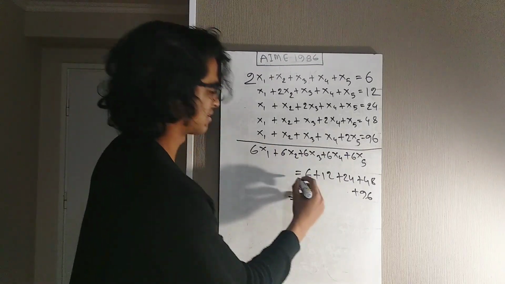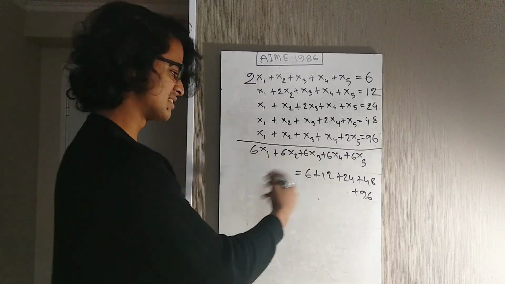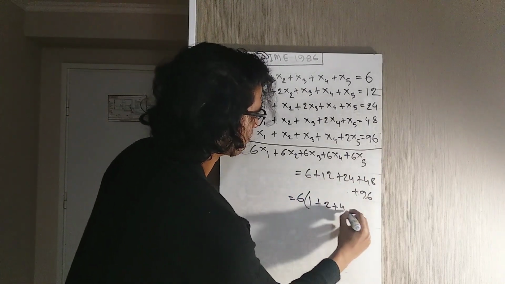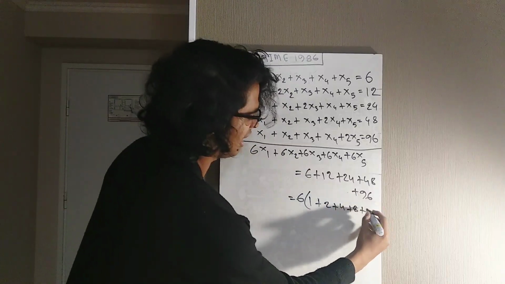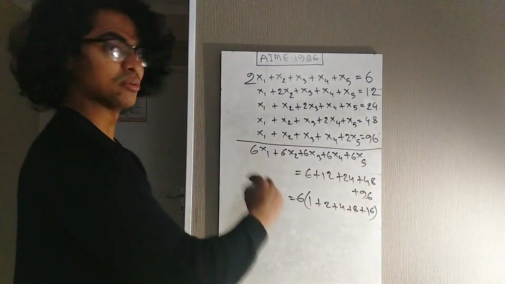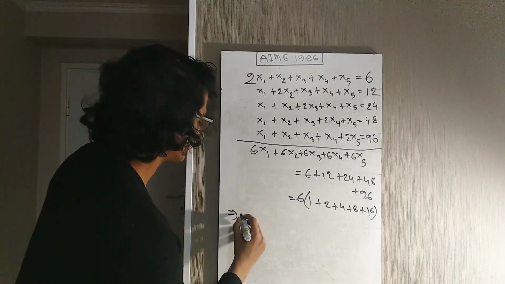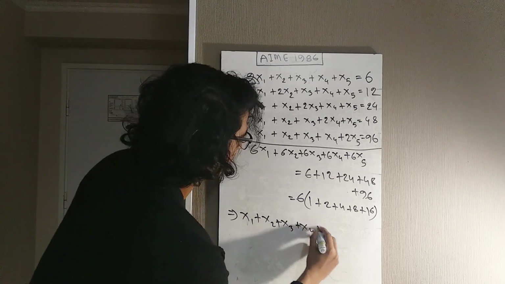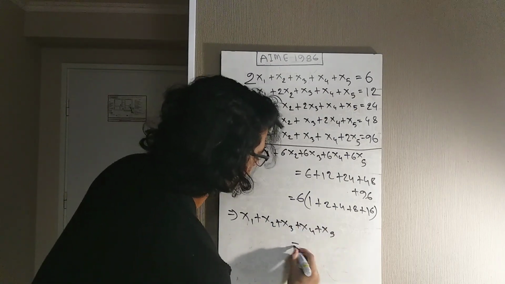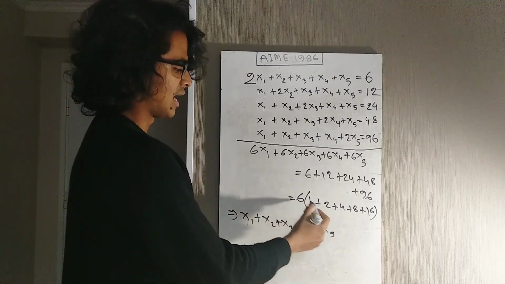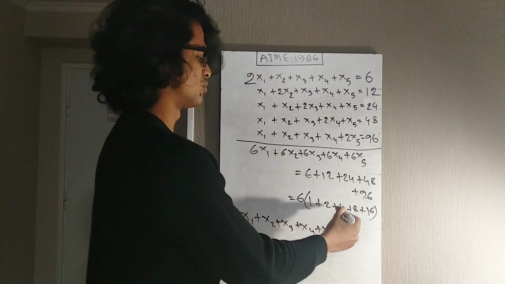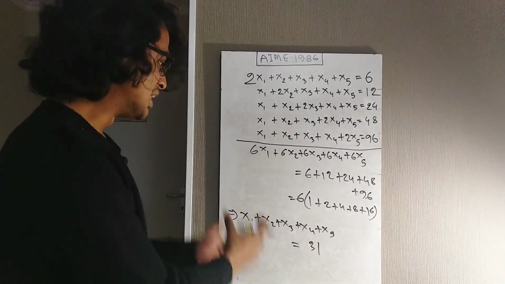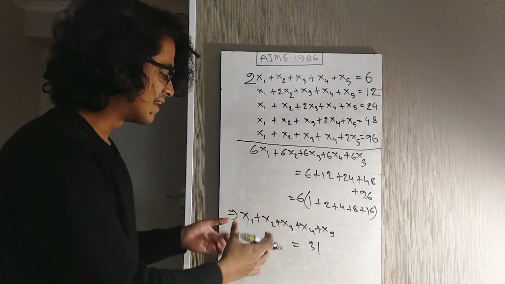Now you can take 6 as a common divisor. As 6 is a common divisor of all these numbers, you can write 6 here. You will have 1 plus 2 plus 4 plus 8 plus 16. If you divide both sides of the equation by 6, you will have on the left side x1 plus x2 plus x3 plus x4 plus x5, and on the right side, you will have 1 plus 2 is 3, 3 plus 4 is 7, and 8 is 15, 31. You will have 31.